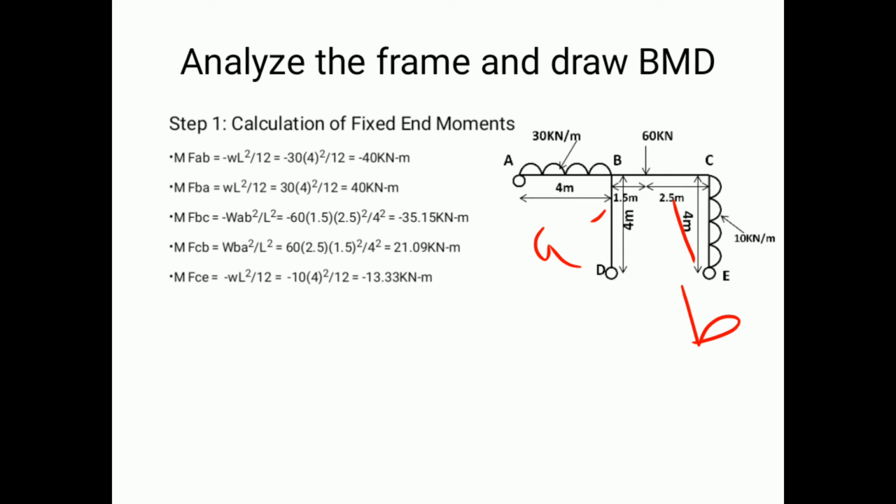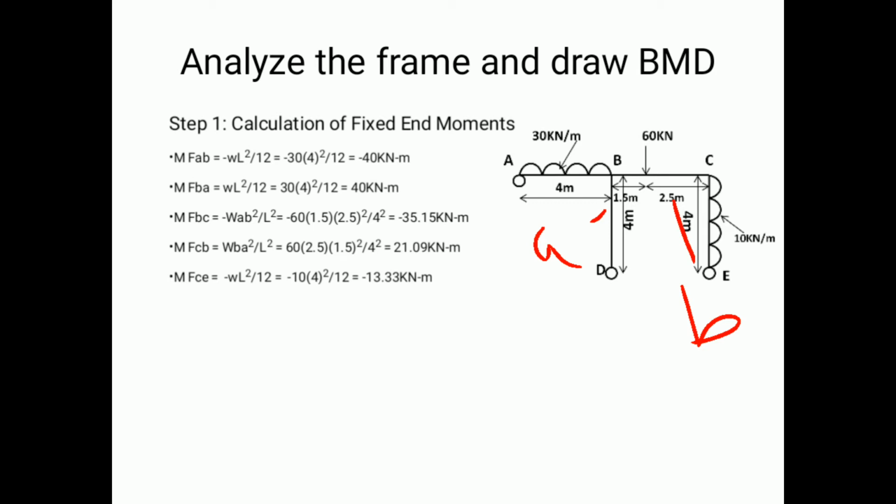The next span here is CE, MFCE. If I rotate the vertical part of the span CE, C will be towards the left hand side and E will be towards the right hand side, because the 10 kilonewton will be acting in the downward direction. With that view, I will take MFCE as a negative variation.